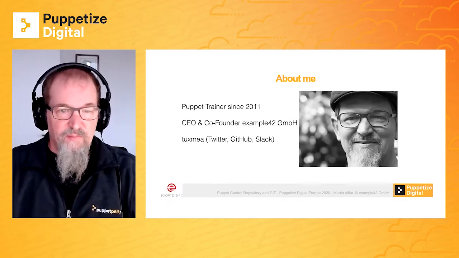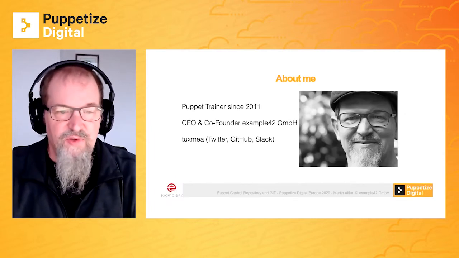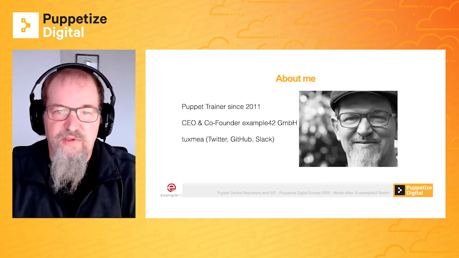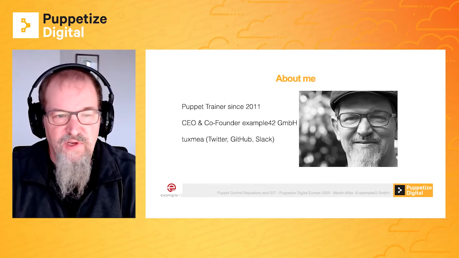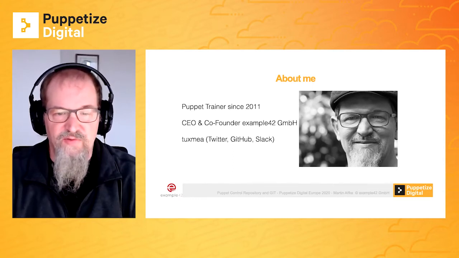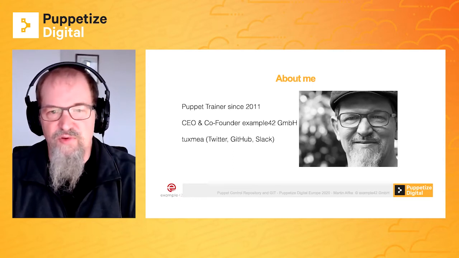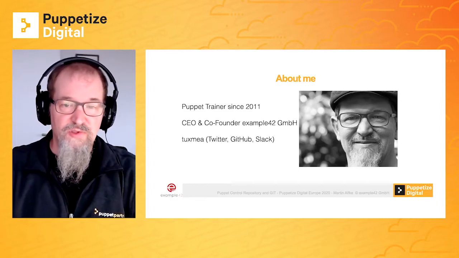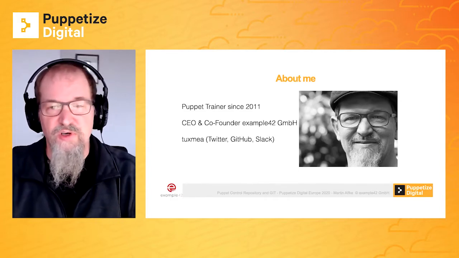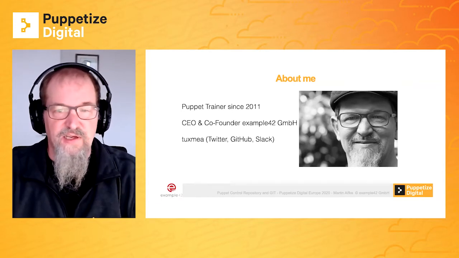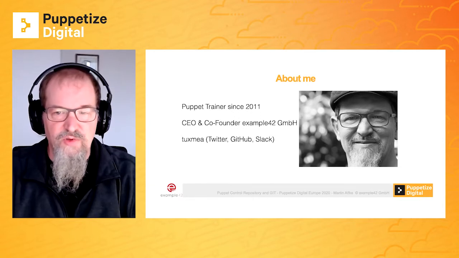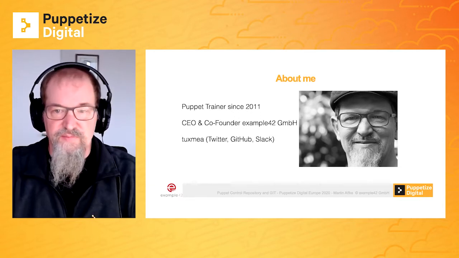Who am I? My name is Martin. I've been using Puppet since 2007. I've been doing the official Puppet trainings in Germany since 2011. I'm co-founder and CEO of Example 42. You might see some contributions either on our own supported or approved modules or even on Vox Populi modules. And during the trainings that I give in Germany, I usually get the same question: how do we deal with Git?